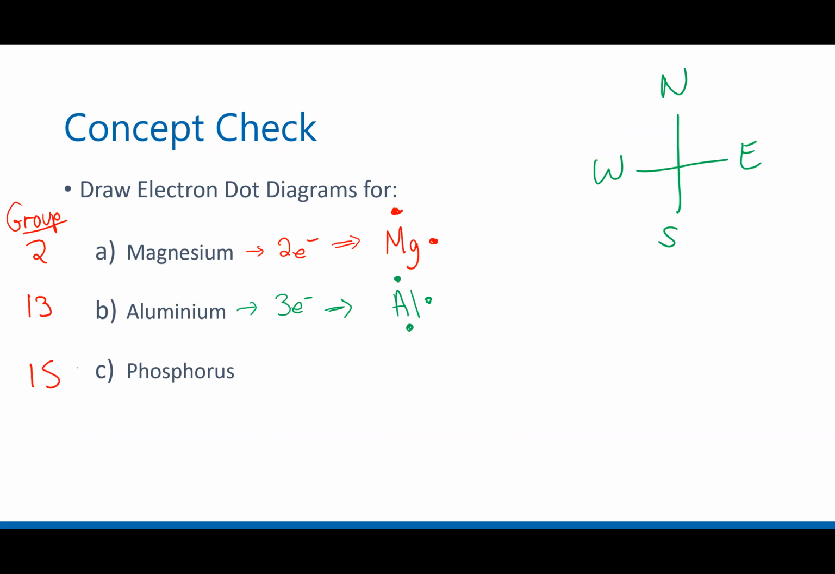Okay, this is a better one. I think you'll get the idea a little more with phosphorus. So let me pick a new color. We'll go purple. Phosphorus has 5 electrons. So P. Sometimes a lot of students get confused with potassium and phosphorus. Potassium is K, phosphorus is P.